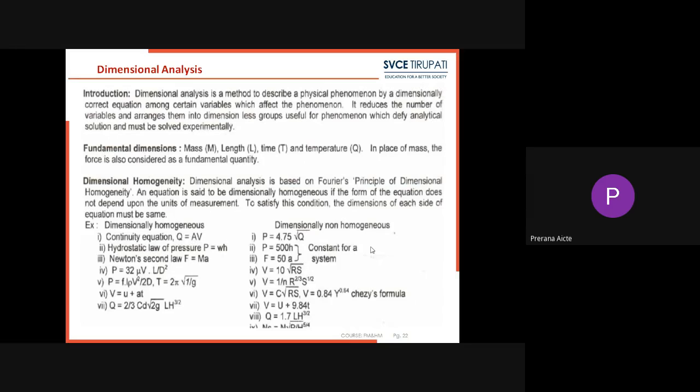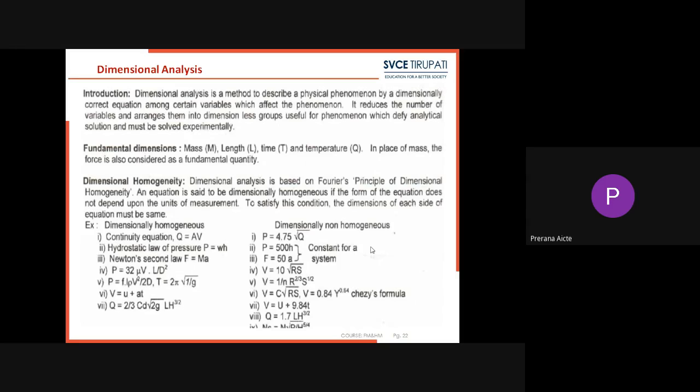Coming to dimensional homogeneity, dimensional analysis is based on Fourier's principle of dimensional homogeneity. An equation is said to be dimensionally homogeneous if the form of the equation does not depend upon the units of measurement. Only then can we say the equation is dimensionally homogeneous.